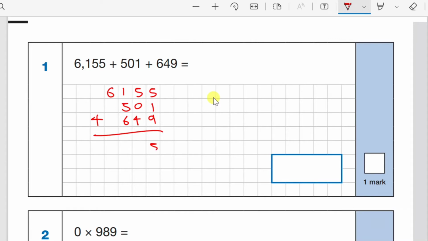So you got 5, carry the 1, and you can just do 1 and 5 is 6, plus the 4 gives us 10, then carry the 1, and you got 1 and 1 is 2, 2 add 5 is 7, 7 add 6 is 13, so 3, carry the 1, and lastly 1 add 6 gives us 7. And that should be our answer for the very first question, 7,305.